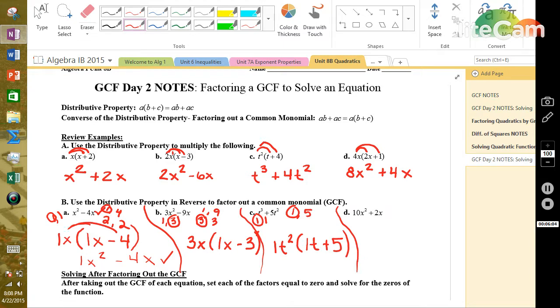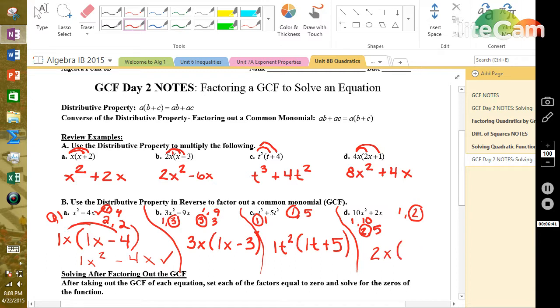For the last example, for review from yesterday, I write my factors of each of the terms, or coefficients, 10 and 2. My factors of 10 are 1 and 10, 2 and 5. The factors of 2 are just 1 and 2. The greatest factor that goes into each number would be 2, so I will pull a 2 out. I have x squared and x. The most x's I can take out of each term is 1.